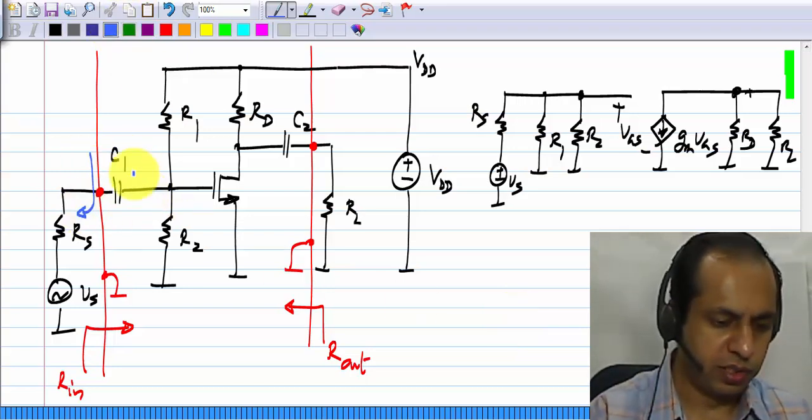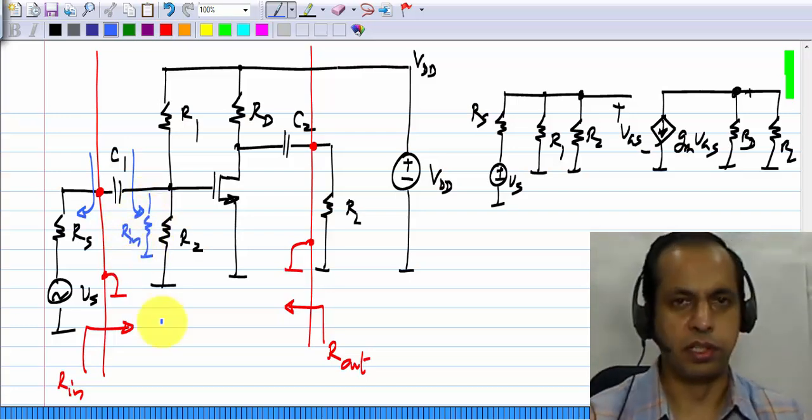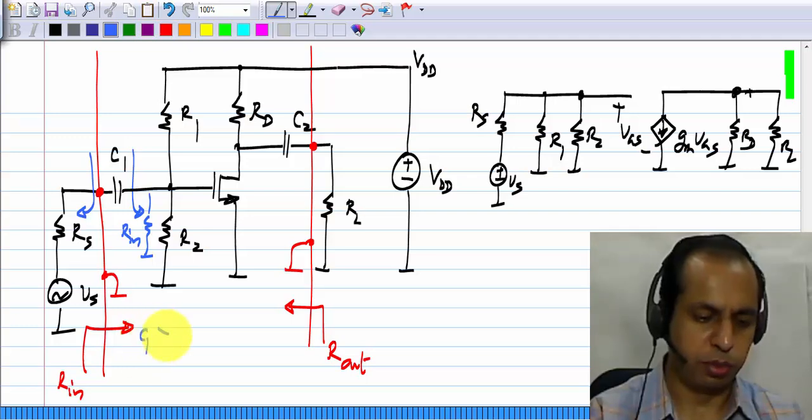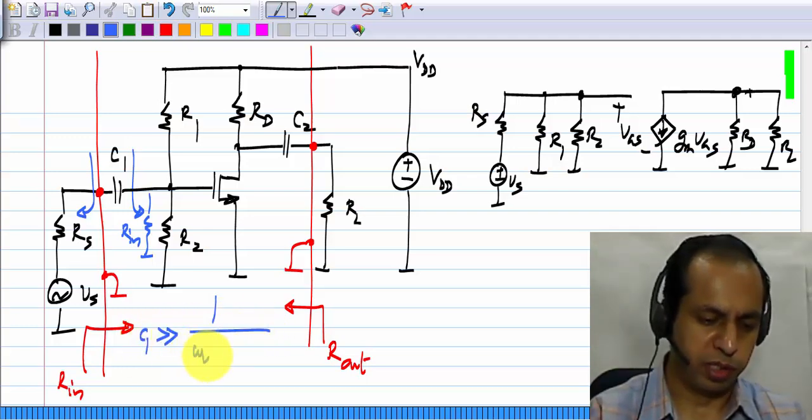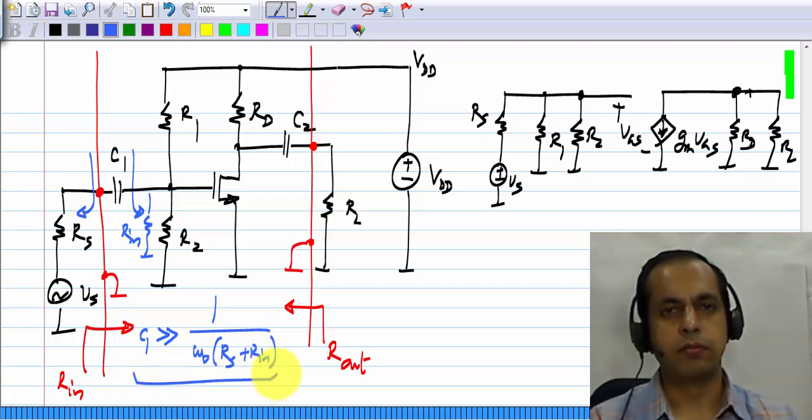Okay. And just as before, if you evaluate the constraint for C1, what happens is, on this side you have RS, and on this side you will have Rin of the circuit, and C1 has to be much greater than 1 over omega naught times RS plus Rin. That's the constraint. Okay.